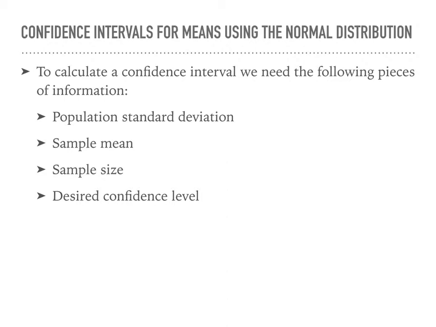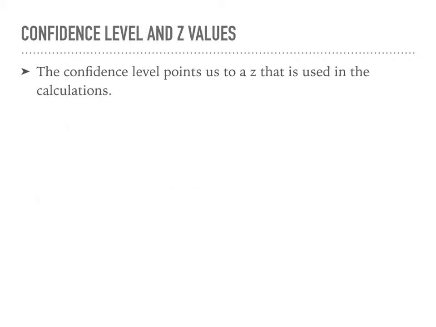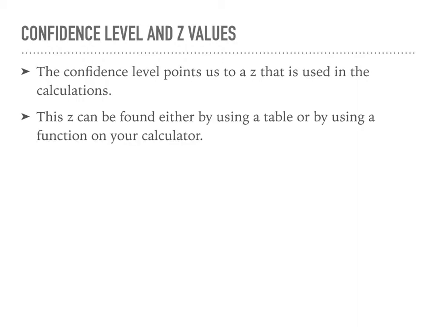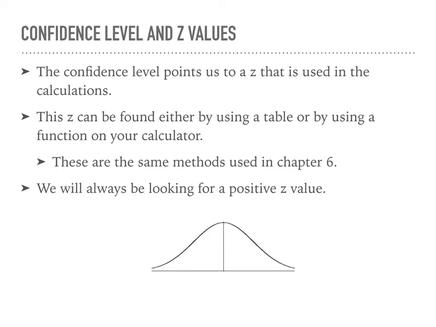This desired confidence level is going to point us to a z-value. The z-value is what we will actually use in the calculations. The z-value can be found either by using the distribution table or by using your calculator. These are the same methods that we used in Chapter 6, only now we're always going to be looking for the positive z-value. So we'll be looking for the one that's on the right.